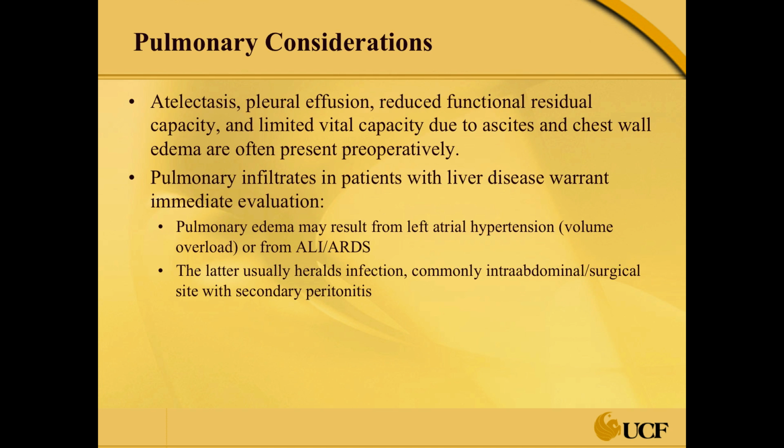Pulmonary considerations: atelectasis, pleural effusion, reduced functional residual capacity, and limited vital capacity due to ascites and chest wall edema are often problems. Pulmonary infiltrates in patients with liver disease warrant very serious and immediate evaluation because they could be representative of severe pulmonary edema resulting from left atrial hypertension or volume overload, or ALI and ARDS, which I mentioned earlier. And ARDS usually heralds infection, so commonly it's going to be from an intra-abdominal or surgical site with a secondary peritonitis.